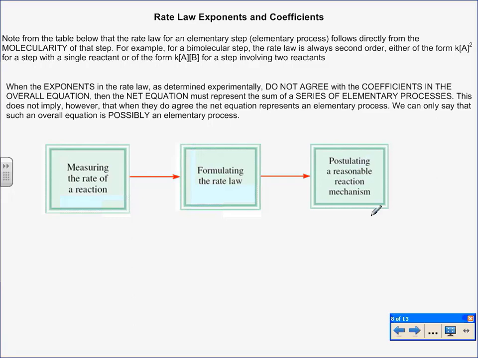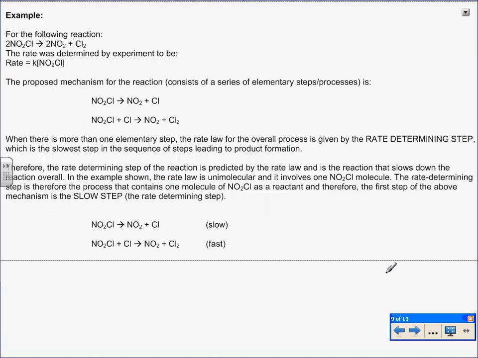So the connection is to the rate law. The rate law gives us information about what is called the slow step, or the rate determining step of a reaction. Let's look at this example. In this example, we've got a reaction where 2NO2Cl reacts to form 2NO2 and Cl2.